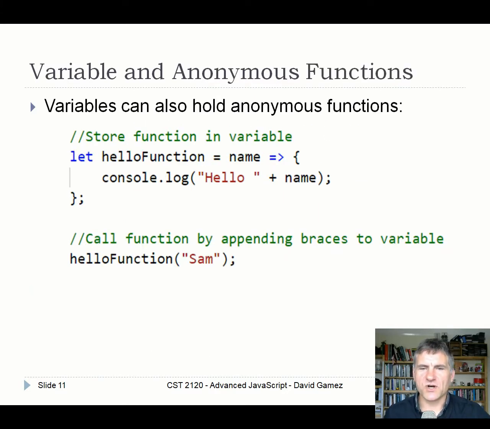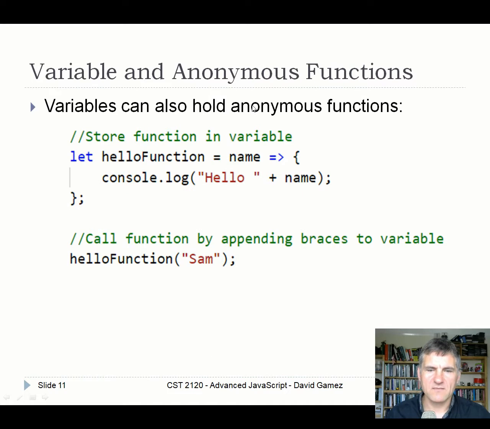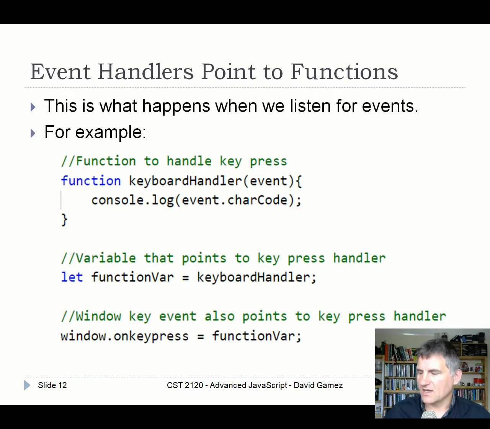We can also store anonymous functions in variables. So here I'm pointing a variable to a function that's declared in a traditional explicit way. But I can also use the arrow or lambda notation to create a function and then assign that function to this variable here, and then call it in the same way by appending smooth braces to it. And this is exactly what we're doing when we're setting up event handlers.